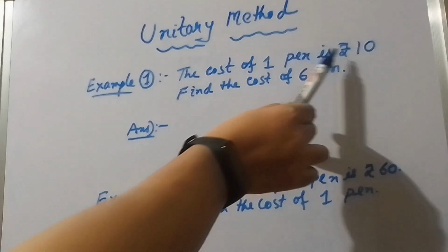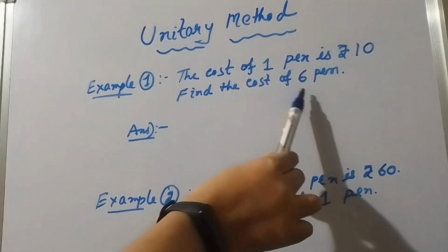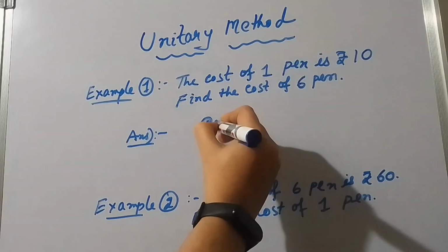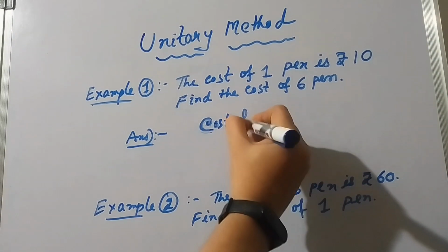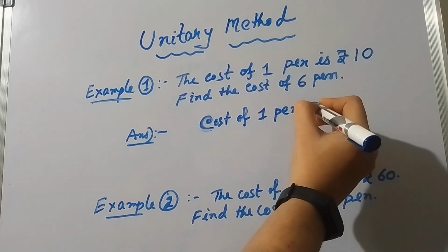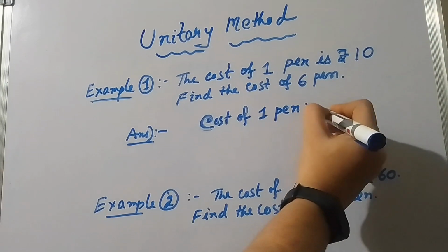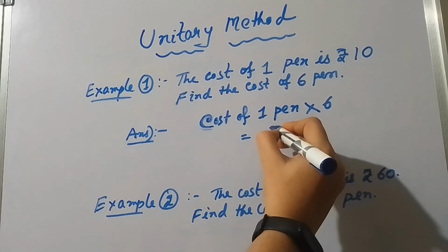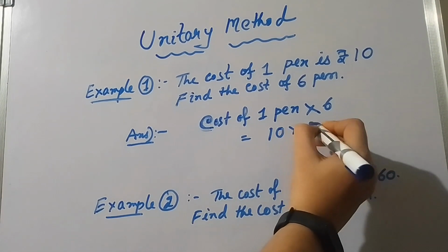The cost of 1 pen is rupees 10 and we have to find out the cost of 6 pens. You all know that the cost of 6 pens will be more than the cost of 1 pen. So, we have to multiply the cost of 1 pen with 6 and the answer will be rupees 60.